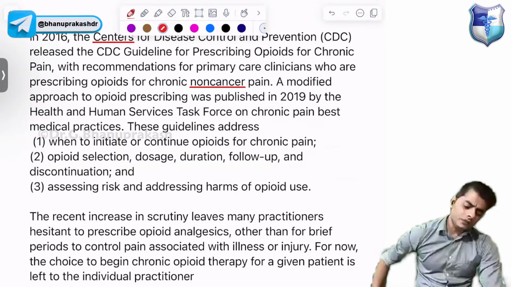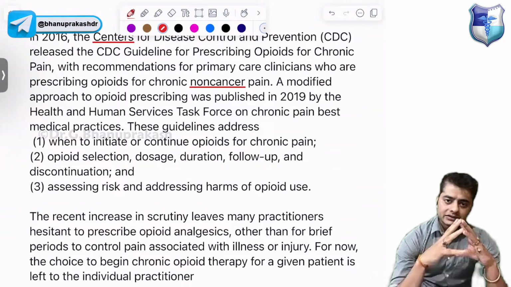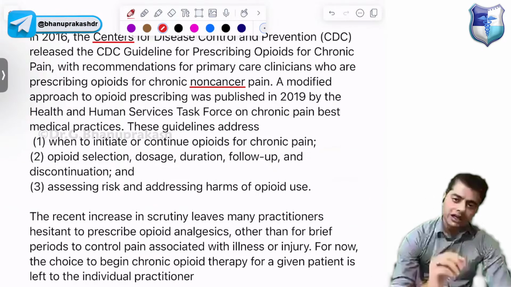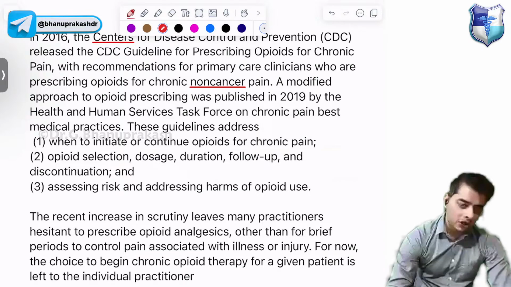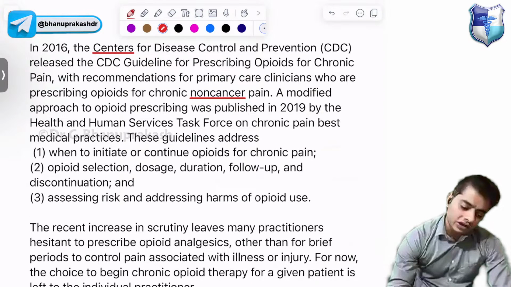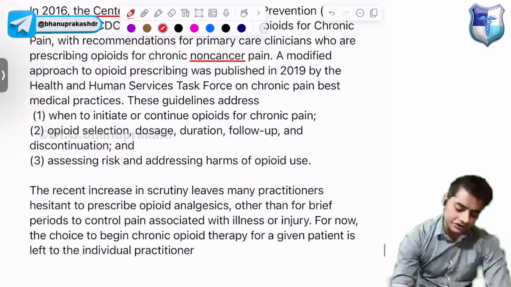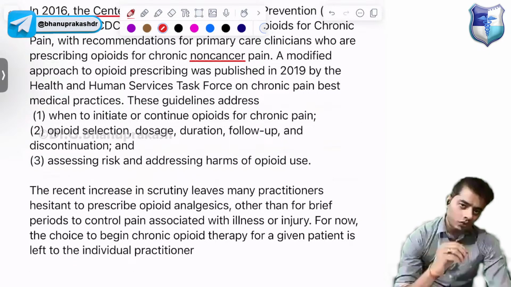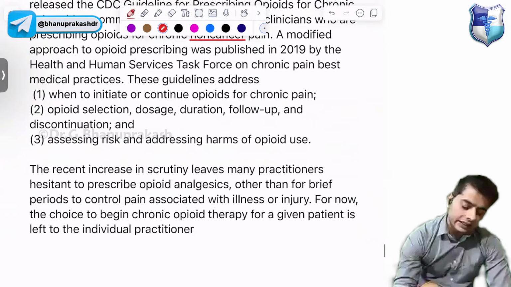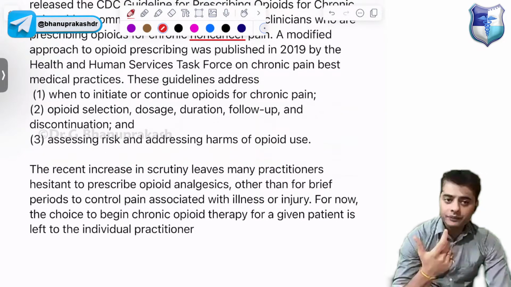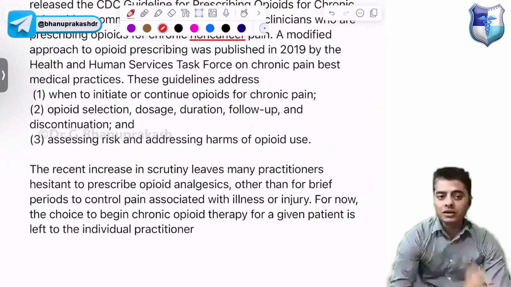Now I tell you that any kind of pain, when it is acute or chronic, we prescribe a drug that is opioids. And opioids is the most misused drug in treatment of pain. So the CDC, that is Center for Disease Control and Prevention, has come with some guidelines in 2016 for every practitioner. You should know when to initiate or continue opioids for chronic pain. Second, opioid selection, their dosage and their duration, their follow-up and discontinuation is important.